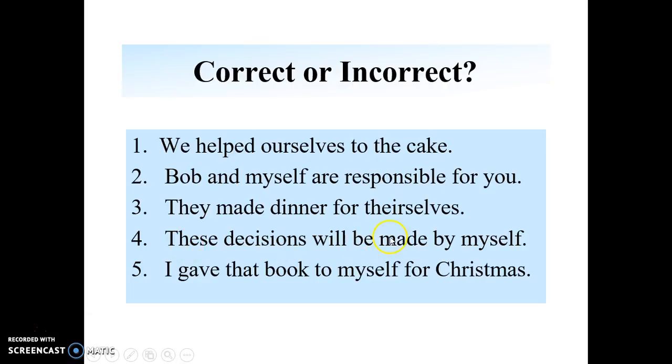Number 4, these decisions will be made by myself. No, not so much. Myself, there's no I in here that myself can reflect. Therefore, myself should be me. They should be made by me. I gave that book to myself for Christmas. Myself reflects I. I gave that book to for Christmas does not make sense, which means myself is a reflexive pronoun. Let's see how I did.